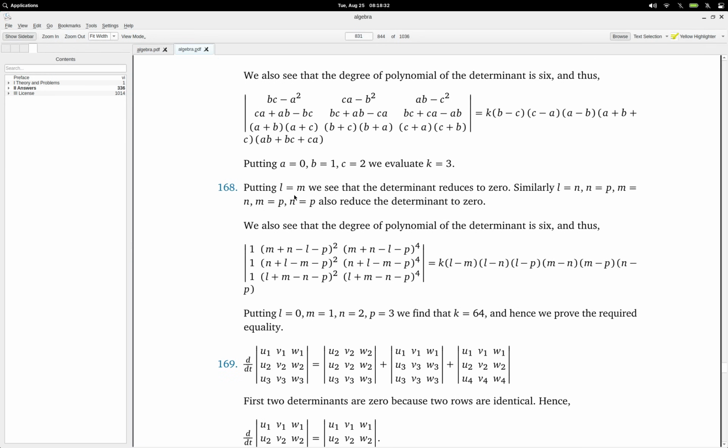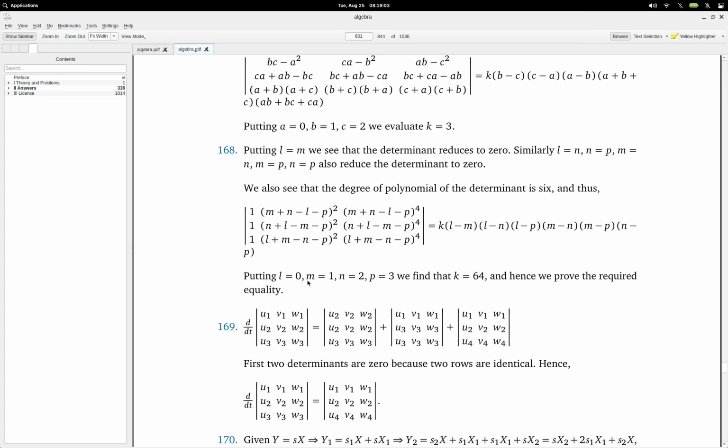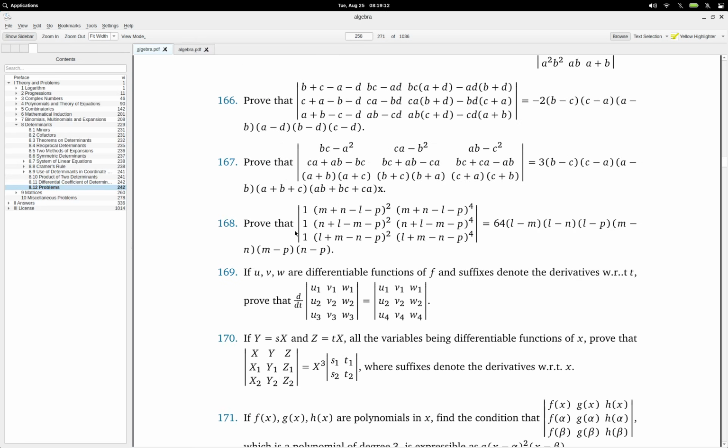So we see that here again l is equal to m makes the determinant 0. Similarly, l is equal to n, l is equal to p, m is equal to n, m is equal to p, n is equal to p also reduces the determinant to 0. We also see that the degree of the polynomial of the determinant is 6, and thus the determinant is equal to k times (l minus m) times (l minus n) times (l minus p) times (m minus n) times (m minus p) times (n minus p). Now we substitute l is equal to 0, m is equal to 1, n is equal to 2, p is equal to 3, and we find that k is equal to 64. And hence we have proven the required equality.